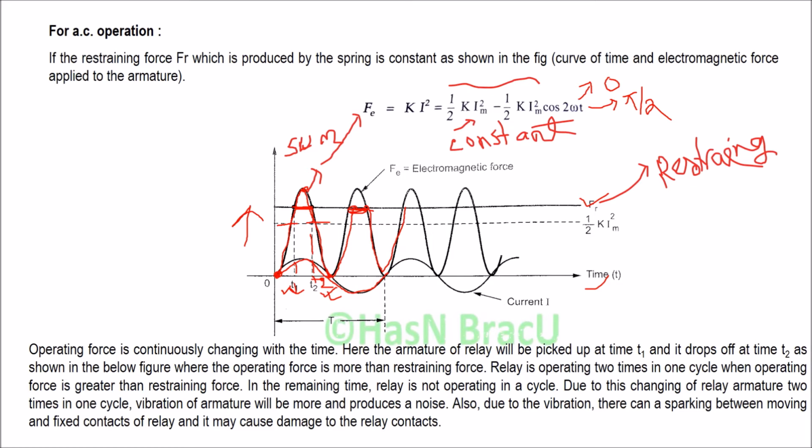So due to this changing of relay armature 2 times in one cycle, vibration of armature will be more and produces a noise. Also, due to vibration, there can be spark between moving contact and fixed contact of relay, and it may cause damage to the relay contact.